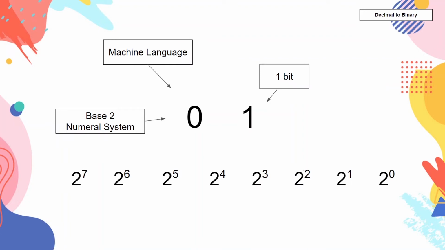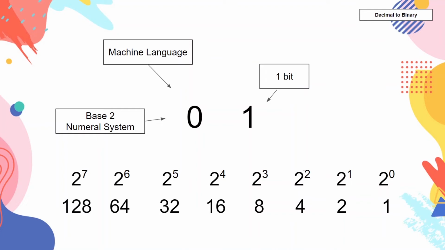So 2 power 0, 2 power 1, 2 power 2, 2 power 3, 2 power 4, 2 power 5, 2 power 6, 2 power 7. If you do the calculation, 2 power 0 equals 1, 2 power 1 equals 2, 2 power 2 equals 4, 2 power 3 equals 8, 2 power 4 equals 16, 2 power 5 equals 32, 2 power 6 equals 64, 2 power 7 equals 128.